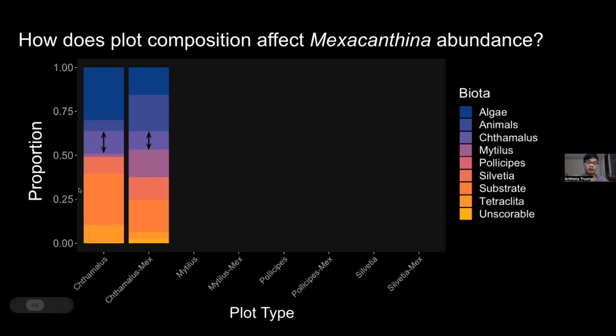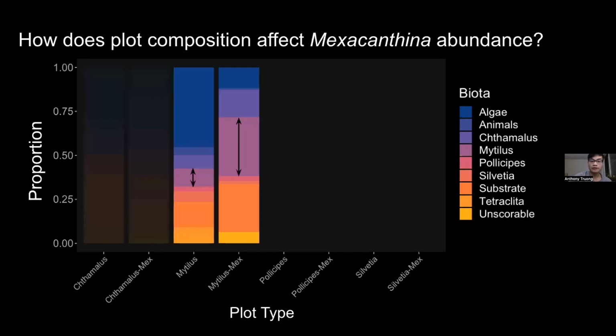So in the Thamylus plots, the barnacles that are the target species of those plots are taking up this level of proportion relative to the plot as a whole. And when we look at Mexican Thyna usage, we see that it's pretty similar. So it seems like it's distributed pretty evenly, and that Mexican Thyna isn't associating too strongly with Thamylus.